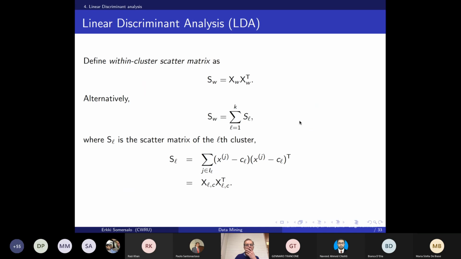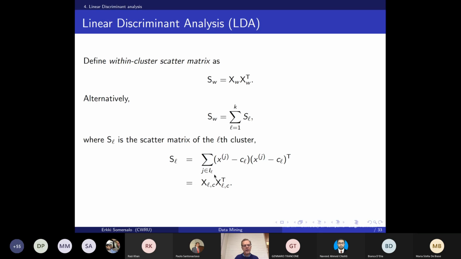So then I define the within cluster scatter matrix. Remember, scatter matrix was defined as X transpose X. And so this SW somehow measures the spread of this cluster-wise centered data. There's another way of writing this SW if you like. This is not so useful, but you can do that.